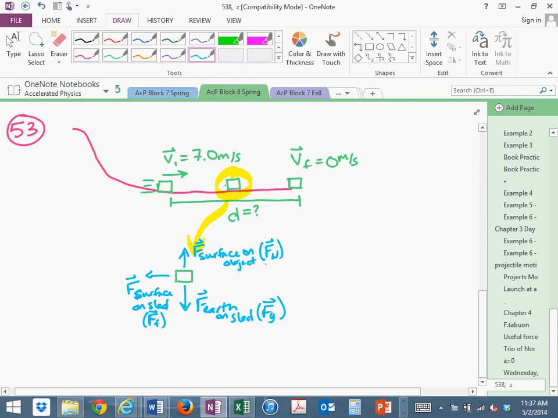Is she accelerating in the x direction? Yeah. How do you know she's accelerating in the x direction? So what was it? She's changing the velocity. Yeah, her velocity's changing, right? Velocity changing over time must mean acceleration.